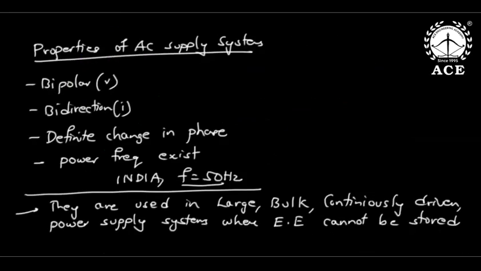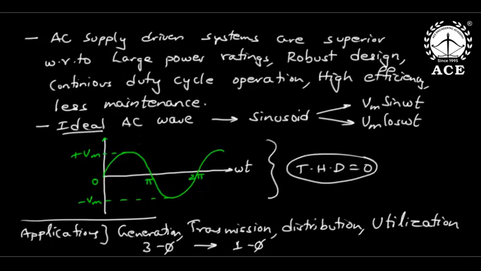So in my subject, we do DC circuit analysis, but ideal DC. Then what about AC? AC supply systems are bipolar, bidirectional. There is a definite change in phase here, leading, lagging, such things will occur, and power frequency is 50. They are used in large, bulk, continuously driven power supply systems, where electrical energy cannot be stored. AC is number 1 in large power ratings, robust design, continuous duty cycle, and high efficiency. The ideal AC waveform is a sinusoid.